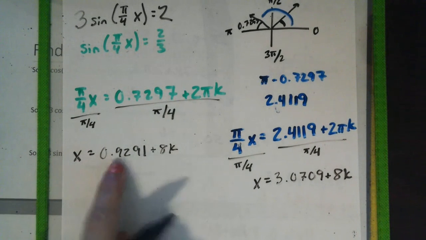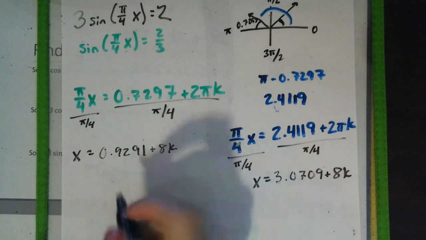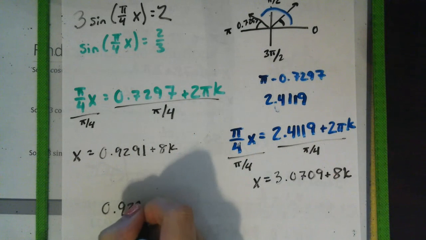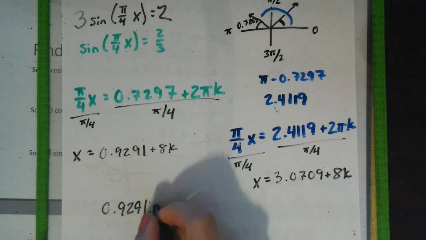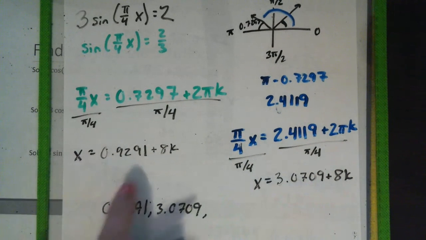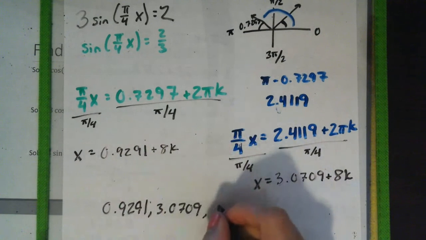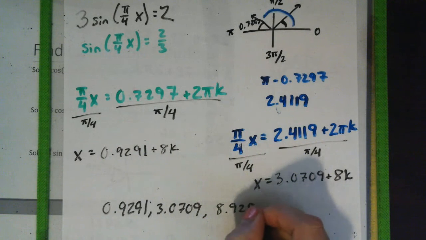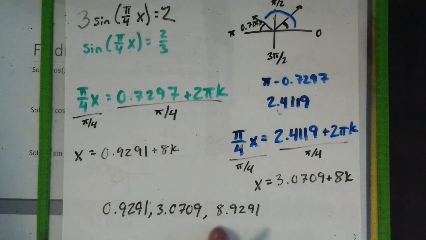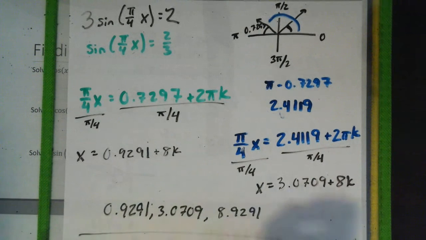So we have our two smallest solutions. They're just sitting there. So we have 0.9291 and 3.0709. If I add 8 to this one, I get 8.9291. If I were to add 8 to this one, I'd get 11 point something, which means it's not smaller than this. And these are my smallest three solutions.